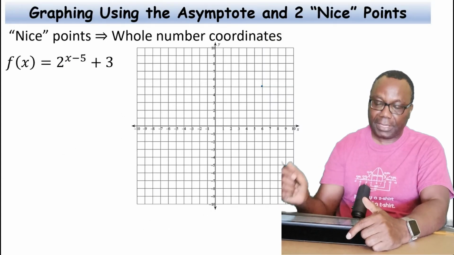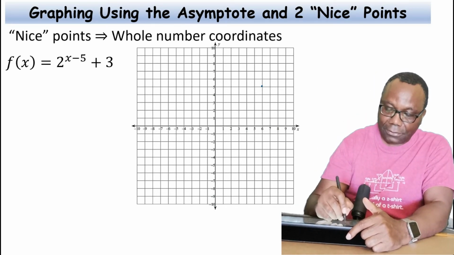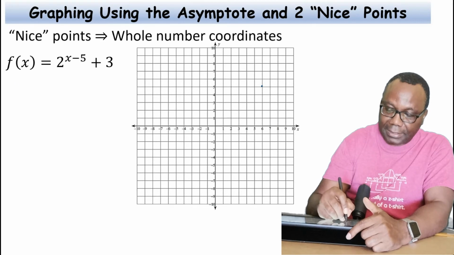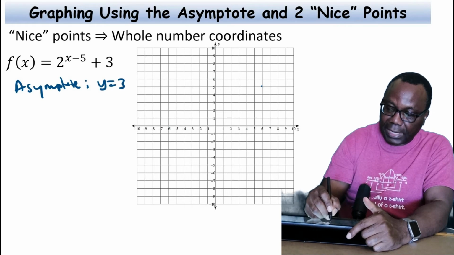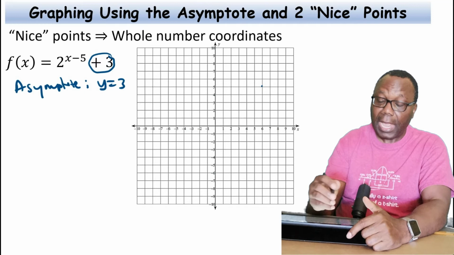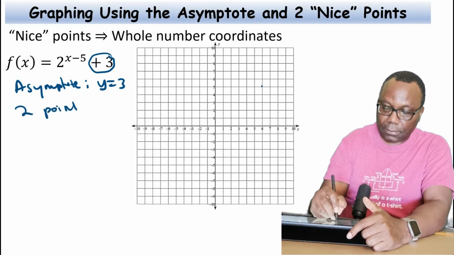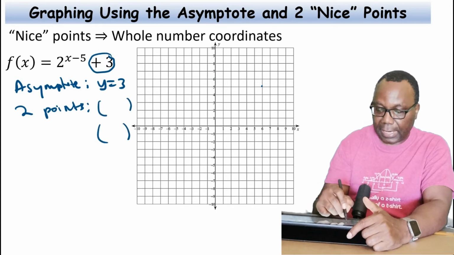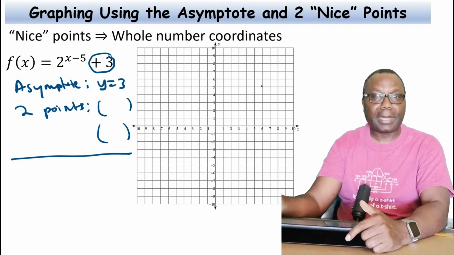So I want to graph this. I need two things. First thing is, I want the asymptote. And the asymptote here is y equals 3, because that's the number that is added to the parent function. Okay, I also want 2 points. I need 2 points. So the 2 points, one like that and one like that. I just need to figure out what to put into those places, and I'll be able to make my graph.